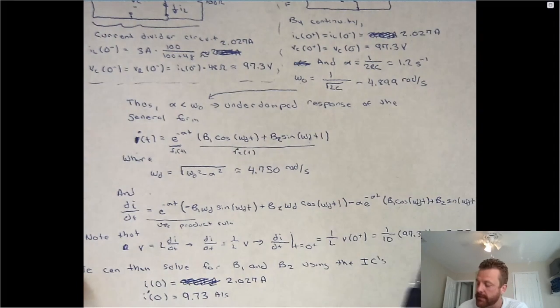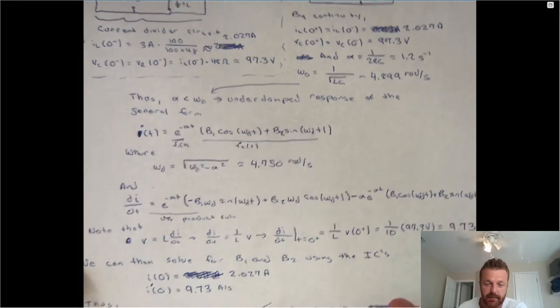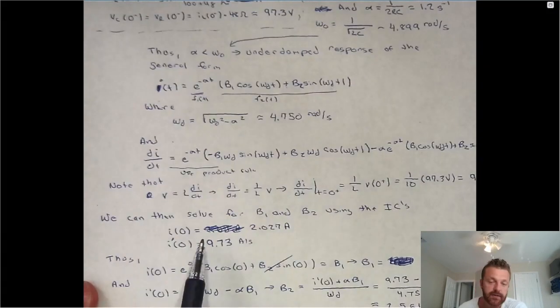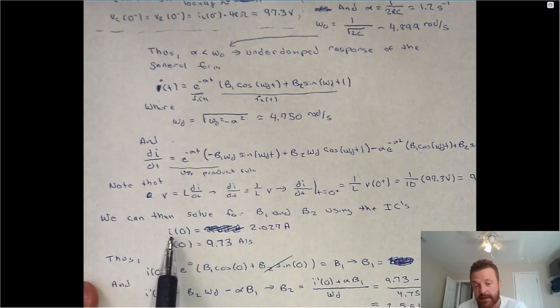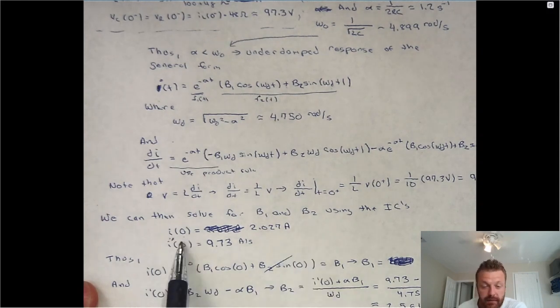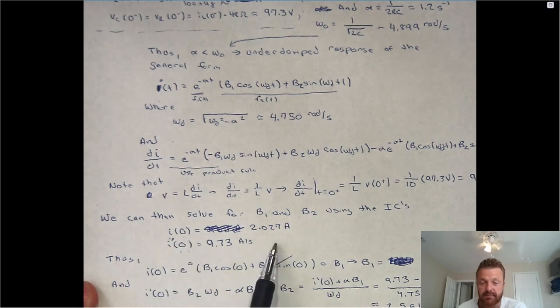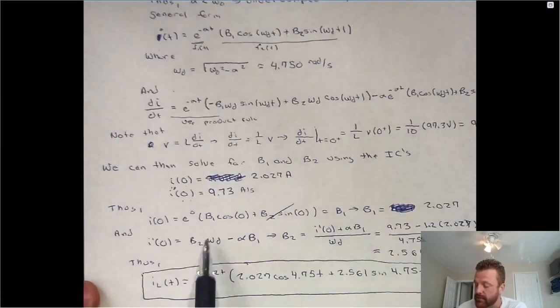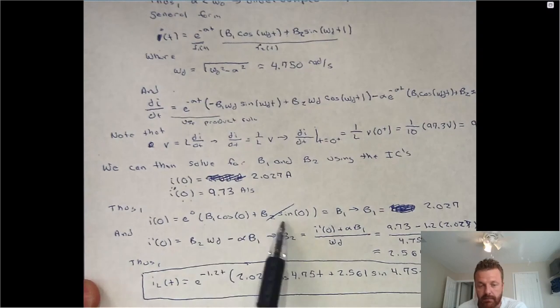So we know that at time t equals 0, the derivative of I must have a value of 9.73, and that's in amps per second if you care about those sort of things. And all that I'm doing is summarizing here that the two initial conditions we have to satisfy are that the initial value of the current is 2.027 amps, and the initial value of the derivative of the current is 9.73 amps per second. So let's actually plug in those values and see what the unknowns that we're trying to solve for are, B1 and B2.